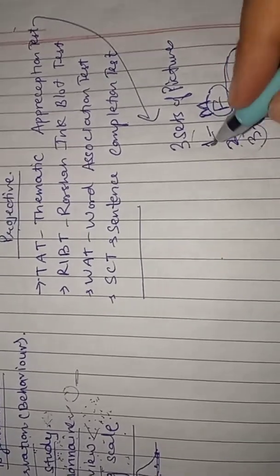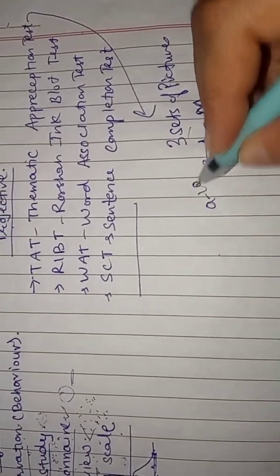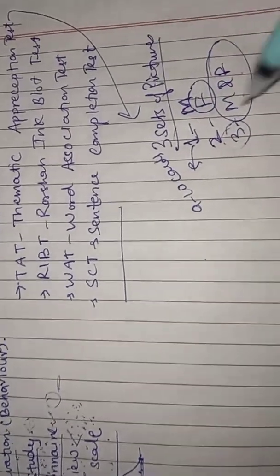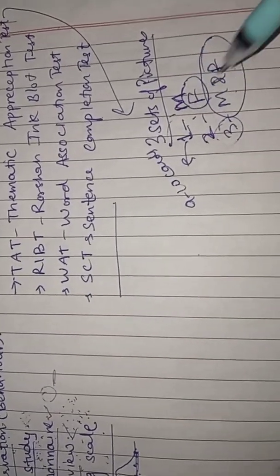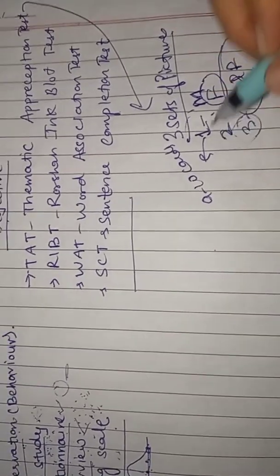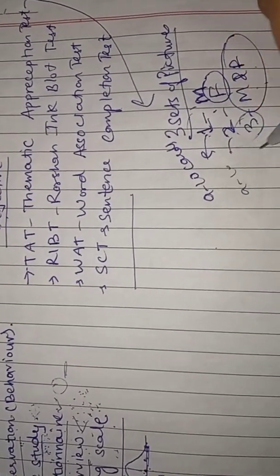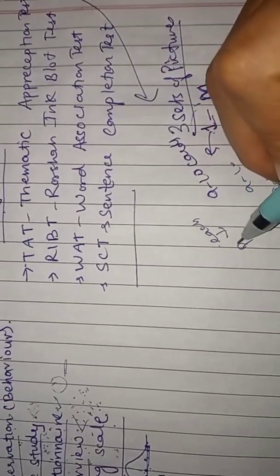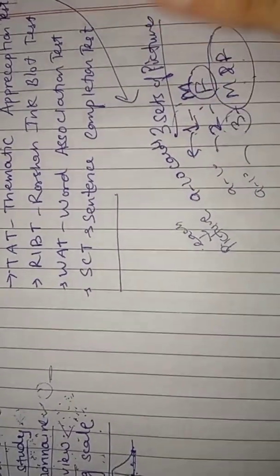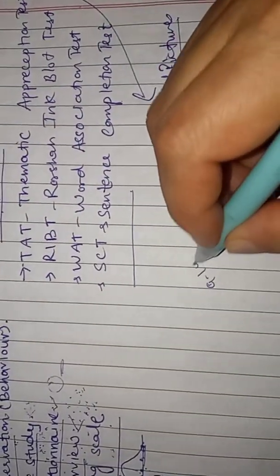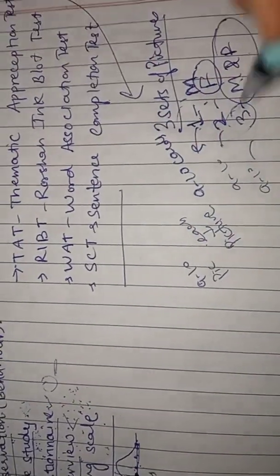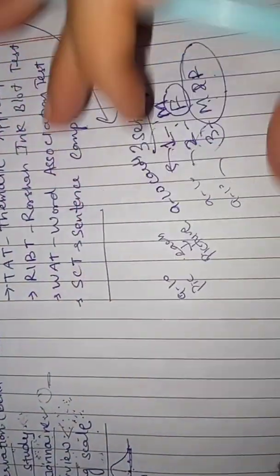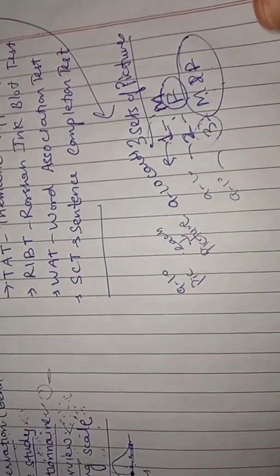Now in each set there are 9 to 10 cards, and on each card there is a picture. So overall we have 9 to 10 pictures in each set. Now how to administer this test? This was all the basic information about TAT.